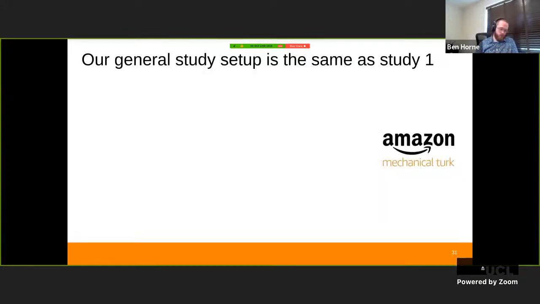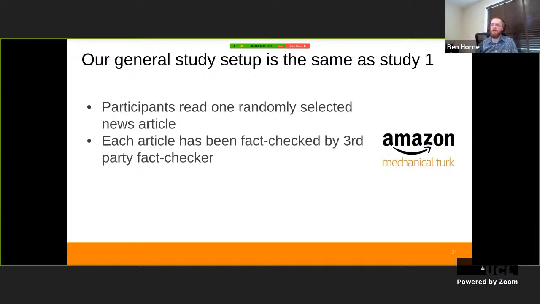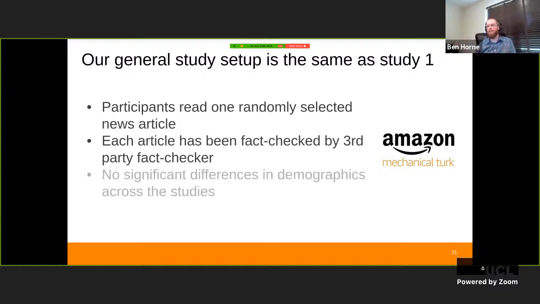Okay, so our general setup for this is exactly the same as this first study. We're going to give participants one random article to read. And each of those articles is going to be a fact-checked article, true or false. And we found no significant differences between these two studies, so they're going to be pretty comparable. Importantly, this study ran in April 2020. So this is about a week after that third run, about 6 to 7 weeks away from the beginning of March when the US was getting hit by COVID.